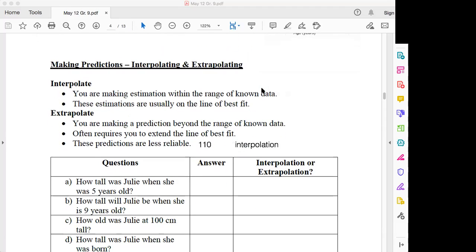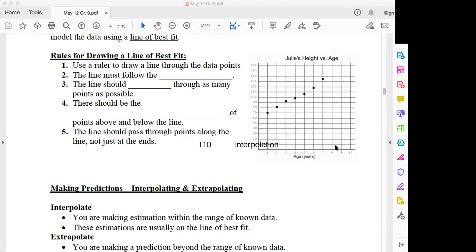Okay, this is going to follow me along, but I need to look at the graph again. So how tall will Julie be when she's 9 years old? If we look here at 9, there's no point there. There's no dot. So I'm going to go back to make our line of best fit. Okay, so we had our line of best fit that kind of went along like this. If we look at 9, here, we're going to go up. Okay, and it's about 150 or 145 centimeters where the line is.